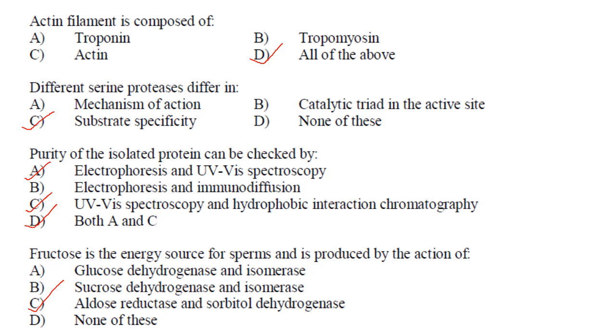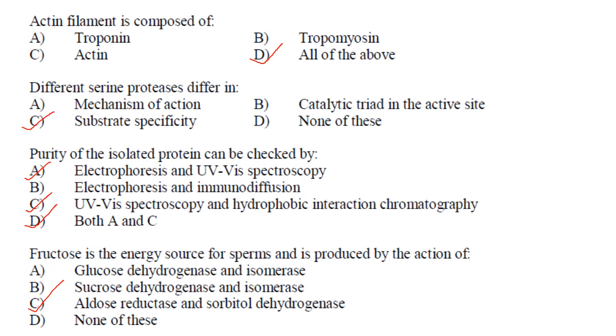Actin filament is composed of troponin, tropomyosin, actin, all of the above. Answer is option D. Different serine proteases differ in their substrate specificity. If you take the serine proteases chymotrypsin and trypsin, chymotrypsin cleaves on the C terminal of phenylalanine, tryptophan and tyrosine, whereas trypsin cleaves on the C terminal of lysine and arginine residues. So they differ in their substrate specificity.